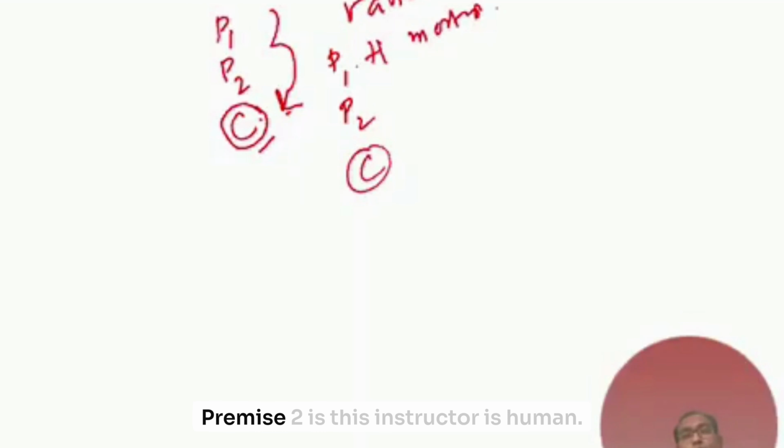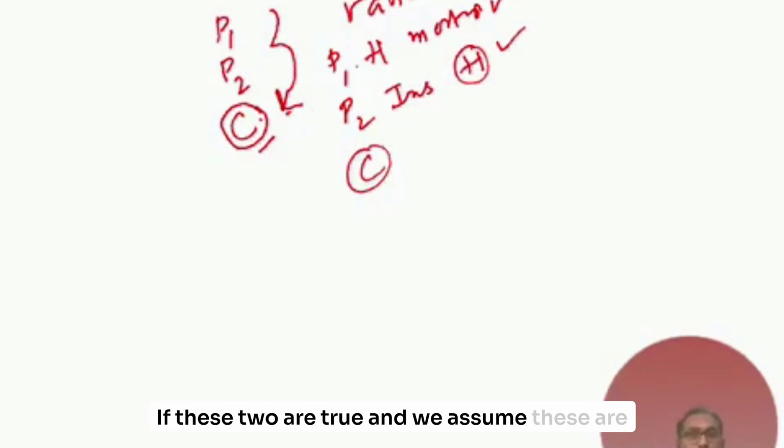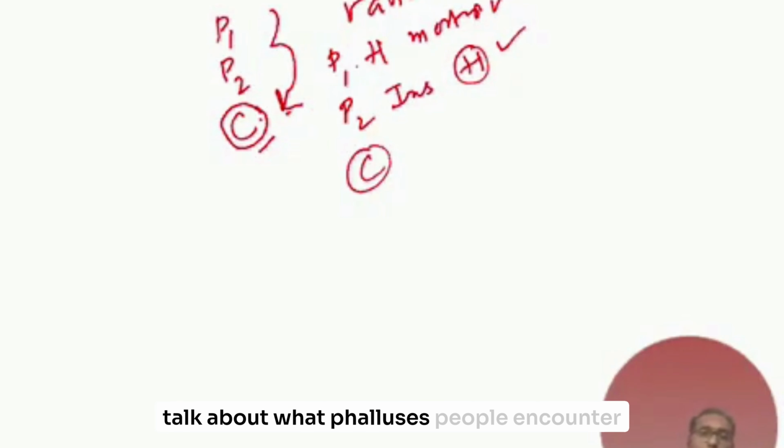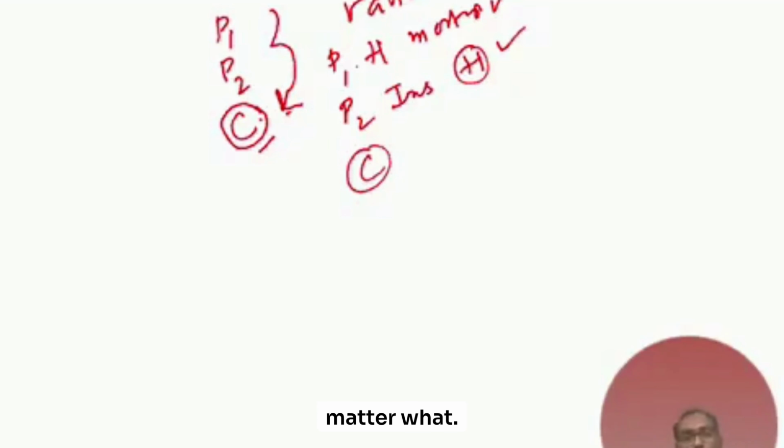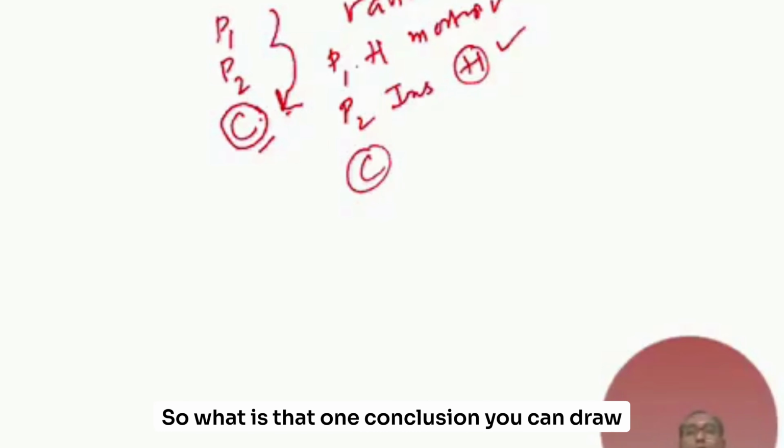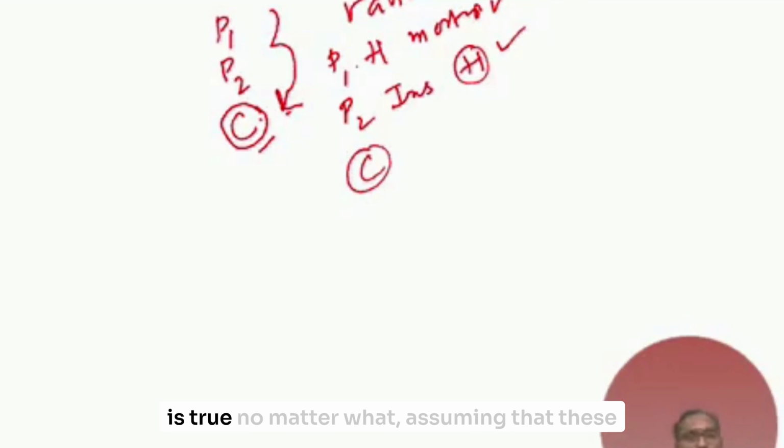So premise 1 is that all humans are mortal. Premise 2 is that the instructor is human. If these two are true, and we assume these are true, because this is about validity, which is different from the truth value. And we'll talk about what fallacies people encounter when they read reasoning statements of this type. The conclusion should necessarily follow, which means that the conclusion has to be true no matter what. Only then will the conclusion be called valid. So, what is that one conclusion you can draw about humans and the instructor that is true no matter what, assuming that these two premises are correct?